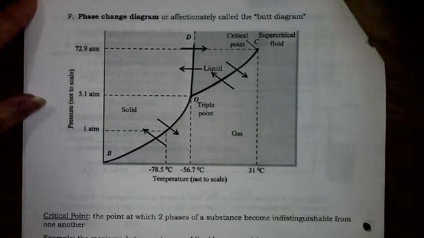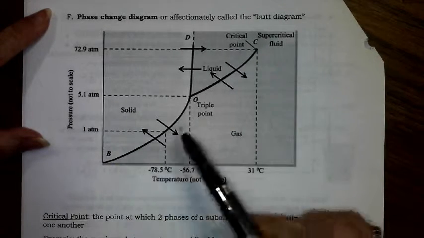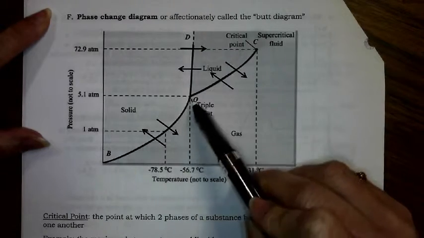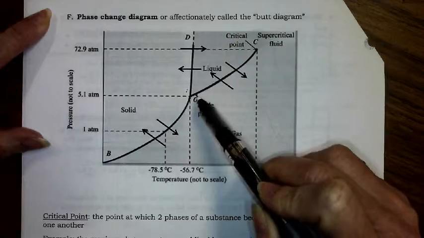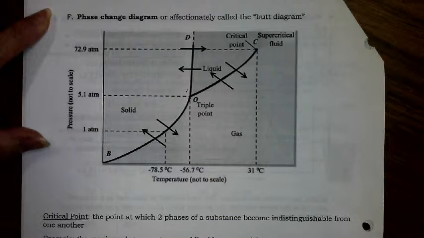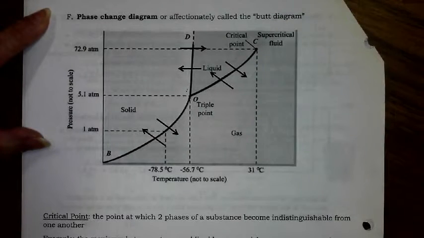It says Phase Change Diagram at the top, or affectionately called the butt diagram. And we call it that because, as you can see from the graph, it has 3 lines. So one that comes here, and then one here, and one here. And they all intersect here at this one point in the center. And so because of the shape of the graph, that's why we affectionately came up with the name butt diagram. So to help you remember that.